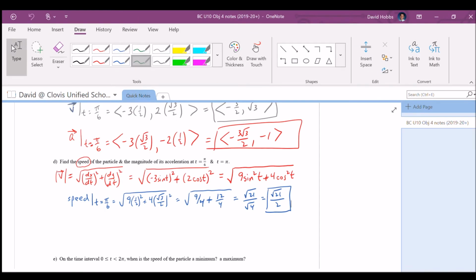Okay, picking up where we left off, if you did the speed at t equals pi, you should have gotten that it was the square root of 4, which is 2. Go ahead and double check that. Let's go ahead and do the acceleration, the magnitude of the acceleration.